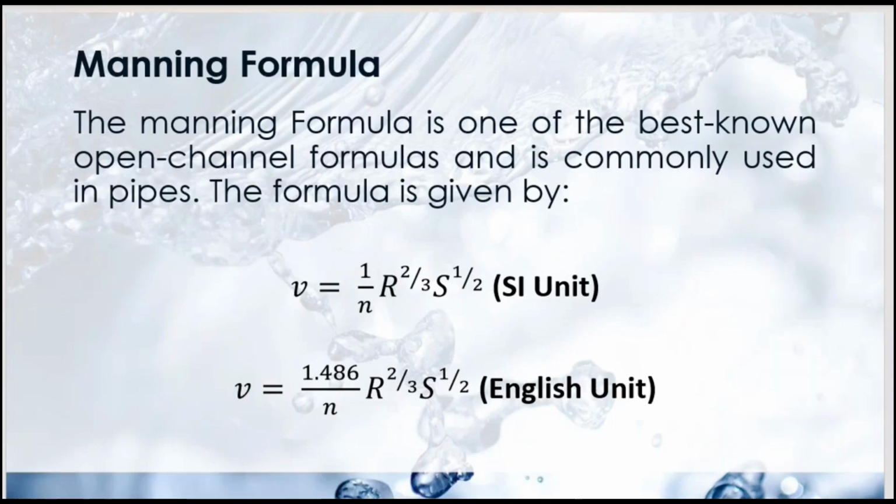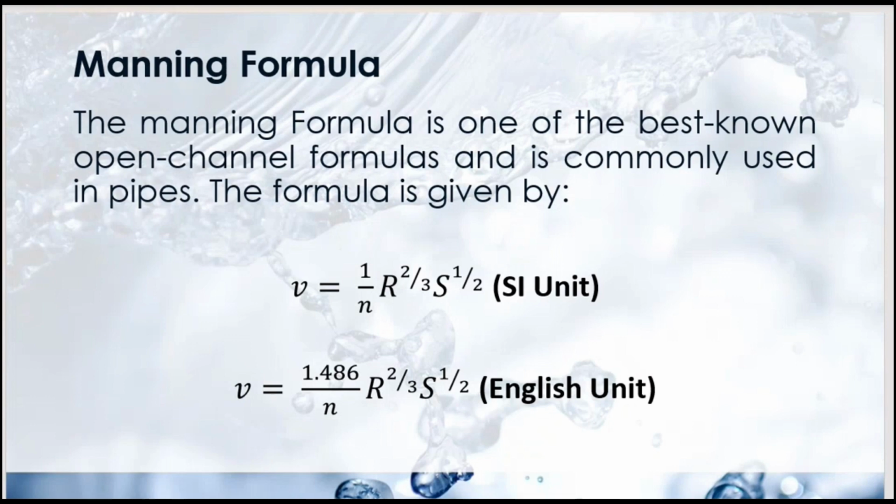The Manning formula is one of the best known open channel formulas and is commonly used in pipes as well. Not just in open channels, but also in pipes. That's why the Manning formula is best known, because it can be used for fluid flow in pipes or in open channels. Presented here are the velocities, where V is the average velocity.